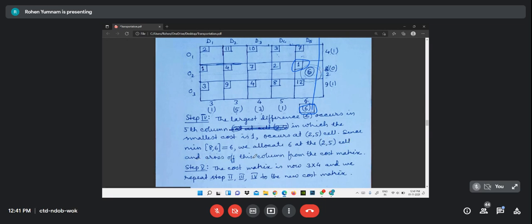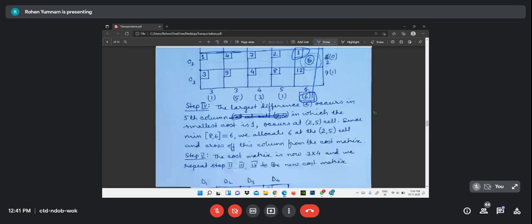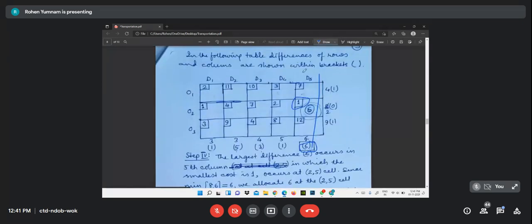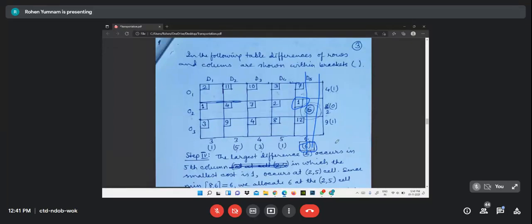and cross off this column from the cost matrix. This column had already, assignment had been done, everything completed, so this column can be crossed off. That is why you should cross off like this. And now the demand for D5 has been completed, and of the supply of O2, 6 is given, 2 is remaining.